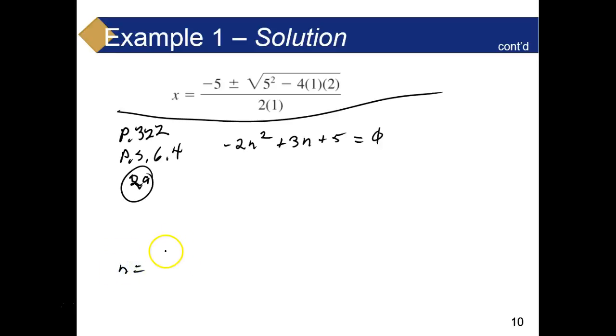N is equal to negative b plus or minus the square root of b squared minus 4ac all over 2a.